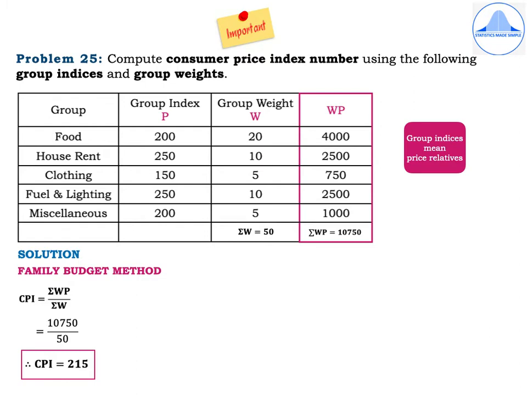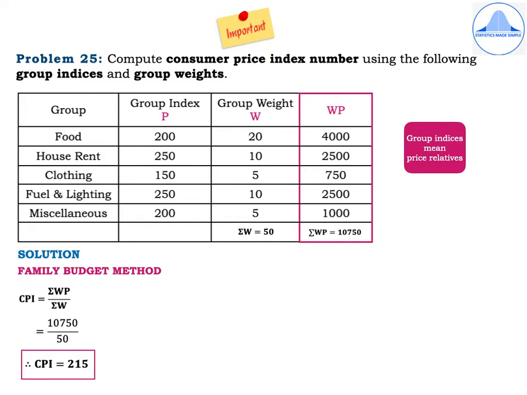Problem 25. Compute consumer price index number using the following group indices and group weights. Groups are food, house rent, clothing, fuel and lighting, miscellaneous. Group index values are 200, 250, 150, 250, 200. Group weights are 20, 10, 5, 10 and 5. Here, group indices means they are the price relatives. So mark group index column as capital P and the group weights as W.